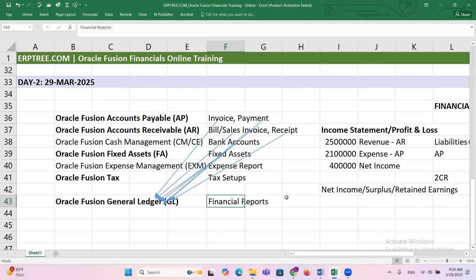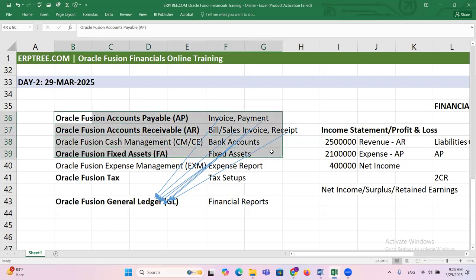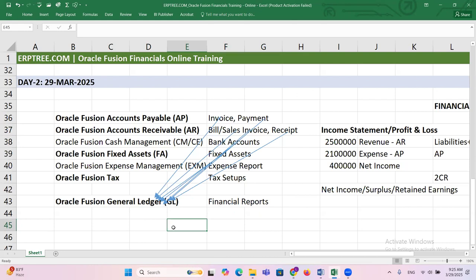We don't record any transactions within the general ledger application. We just prepare the reports in the general ledger application, and we record the transactions within these other applications. So this is the point we have to understand.